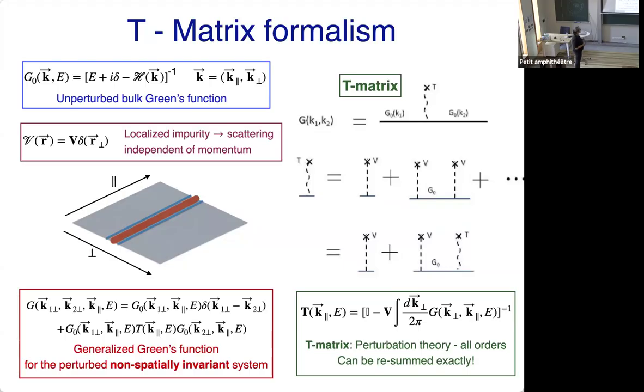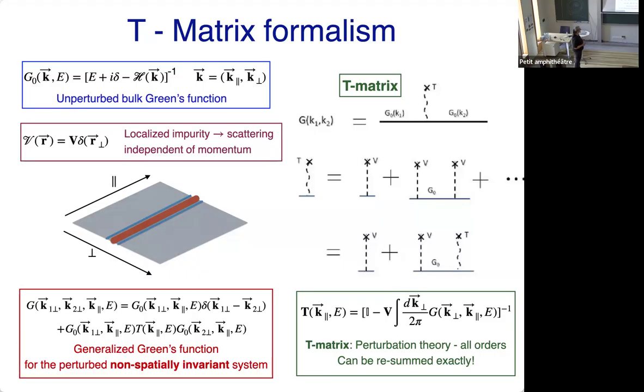So then we want to calculate the Green's function of the perturbed system. But now the perturbed system is no longer spatially invariant, so we cannot define a Green's function which depends on a single value of the momentum. What we calculate is called the generalized Green's function, which depends on two momenta. This captures the fact that your system is no longer spatially invariant. The two momenta allow you to capture this non-spatially invariant physics.